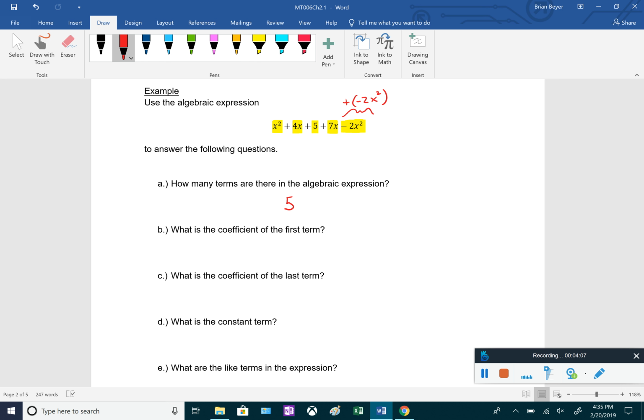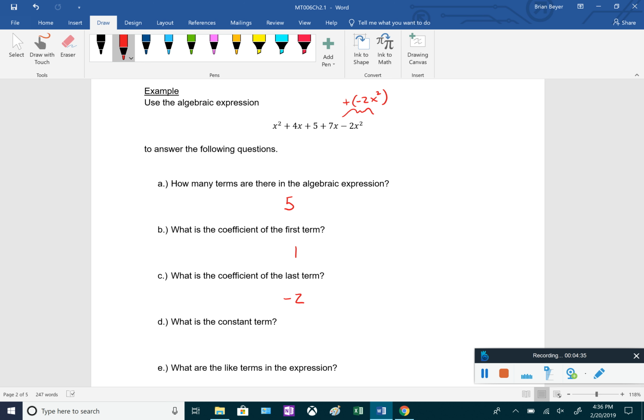Okay, next question, what's the coefficient of the first term? The first term is x squared. So if nothing is written there, that means it is 1 times x squared. It's 1x squared. The coefficient is a 1. Next one, coefficient of the last term. So the last term is negative 2x squared. So that means the coefficient is negative 2. So just don't forget that negative sign.